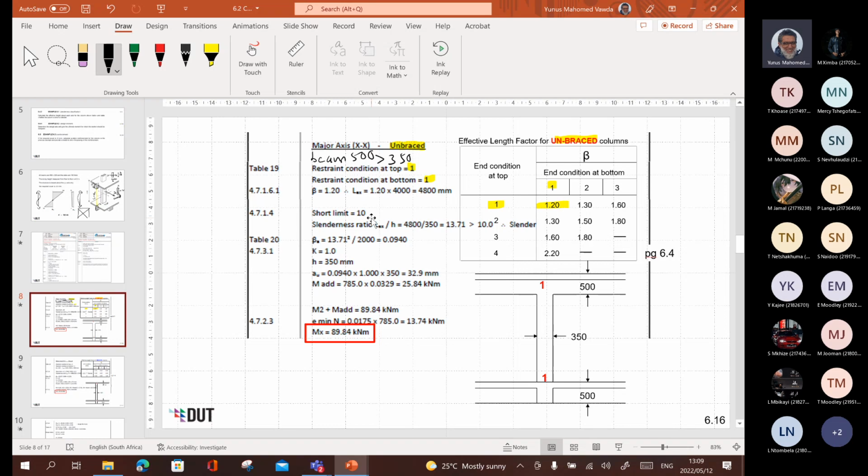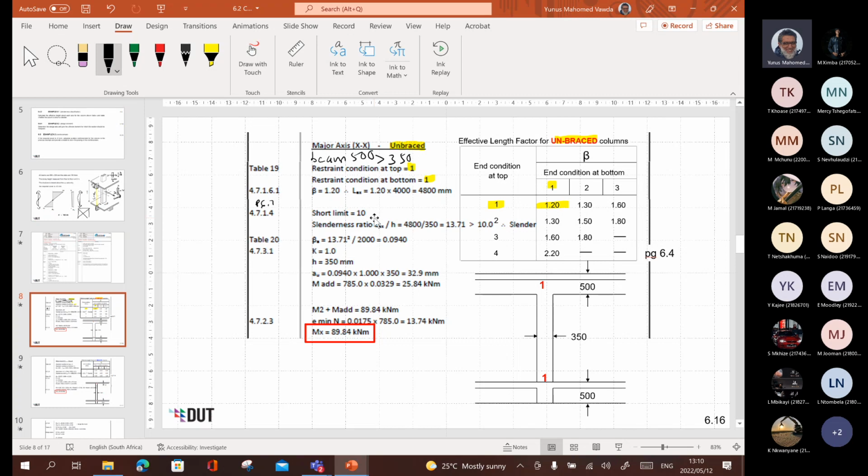Some things you have to make references. Okay. So if you go to the book on page 6.7, let's refer to the book here so it's easy for you and you can write it in next to the example. Page 6.7, code reference 4714. Short limit is 10.